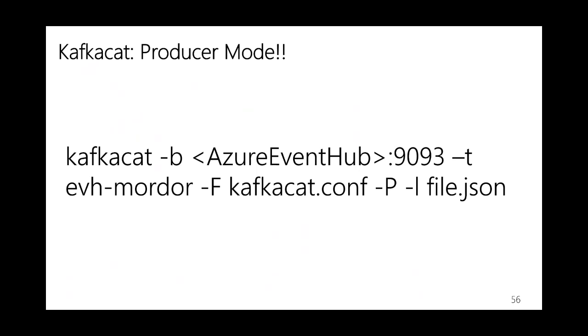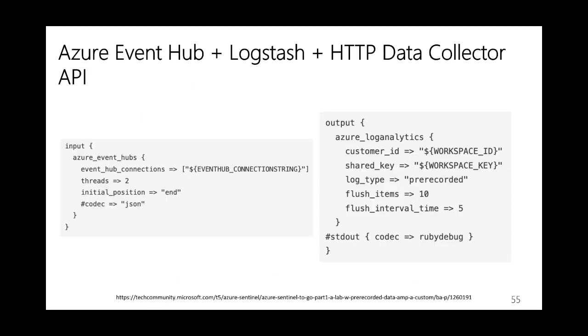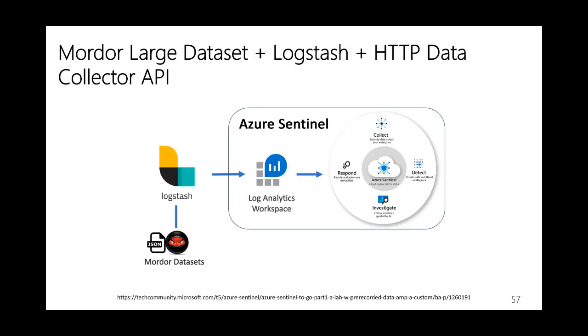And at the end of the day, the command to actually produce data is very similar to the one to consume data. In this case, all that changes is -p for producer, and instead of -o to tell it where to start collecting data from, you just say -l to point to a file, and then that file is going to be sent over to your Azure Sentinel solution. So nothing new in here, but at least you have an option for how to do this.